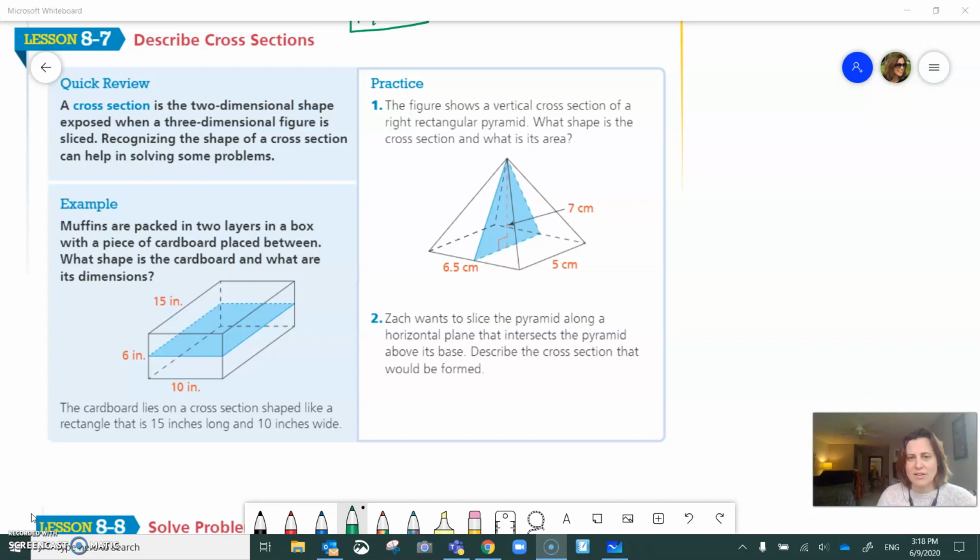So let's check this out. This figure shows a vertical cross section of a right rectangular pyramid. Right means it's not leaning, standing straight up and down. Rectangular is the description of the shape of the base. What shape is the cross section and what's its area? Well, the nice part here is they drew it in for you. So if I redraw that triangle, definitely a triangle.